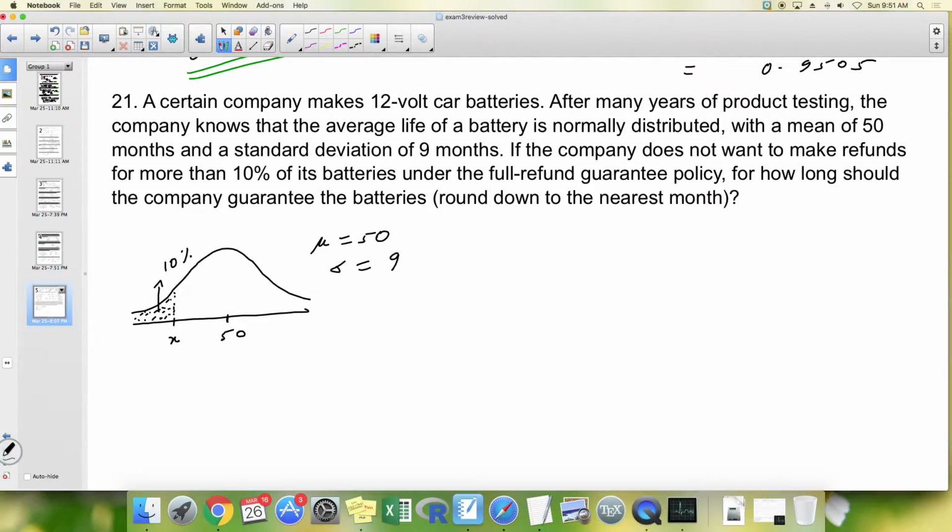That means if the battery life is smaller than X, that means it fails within little X months, then they will make a refund. If it's more than that and then it fails, for example, if it fails at this point, it will not make a refund. So smaller than X, the area should be 10%, as is drawn in the diagram, and bigger than X, obviously 90%.